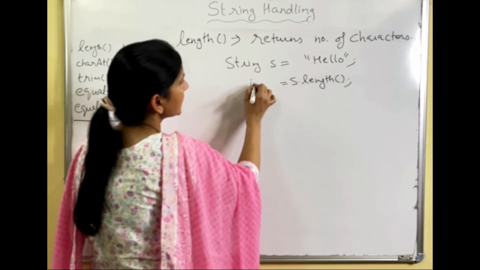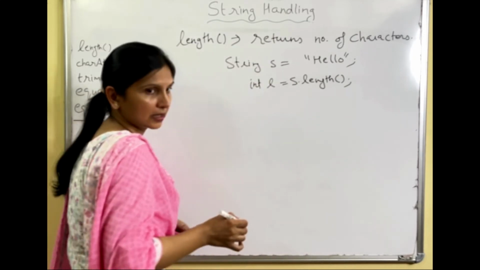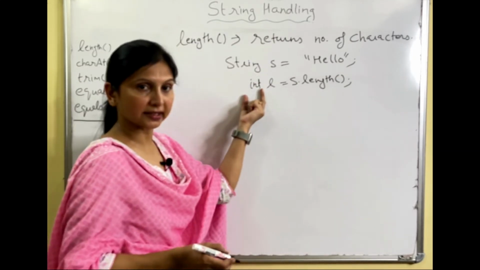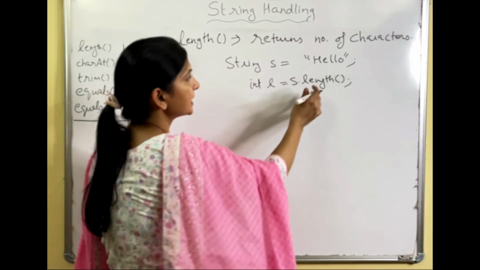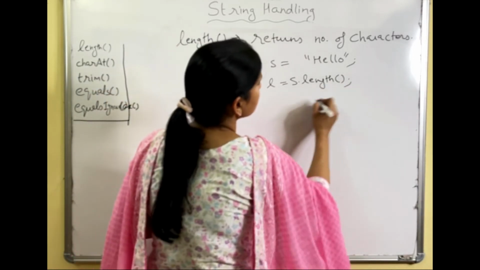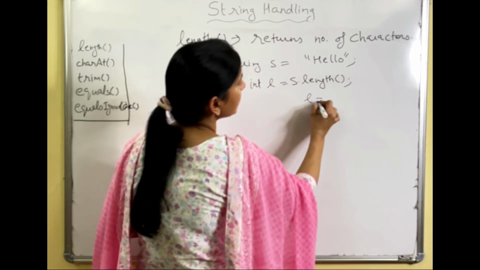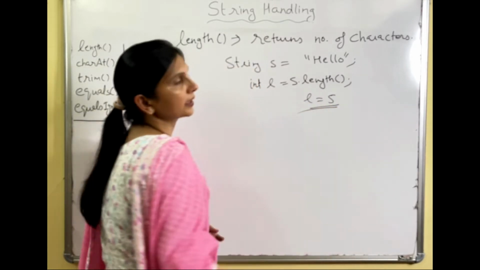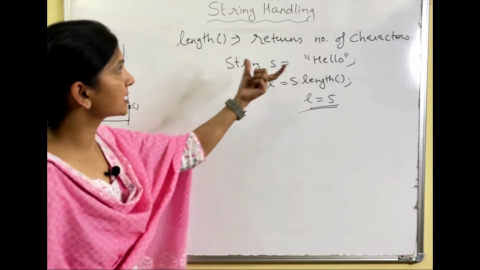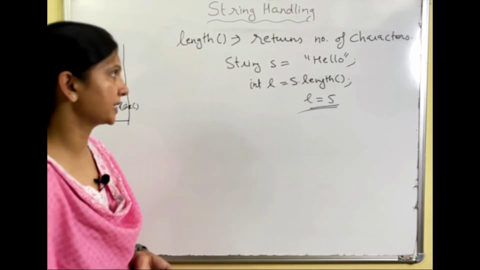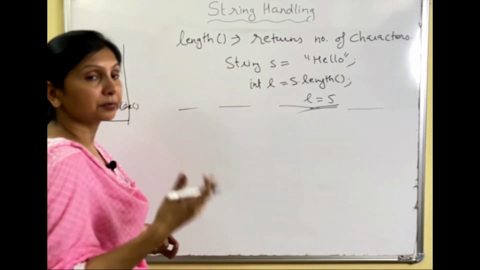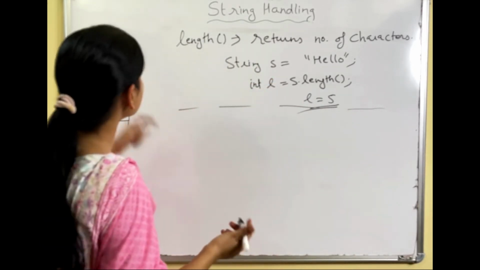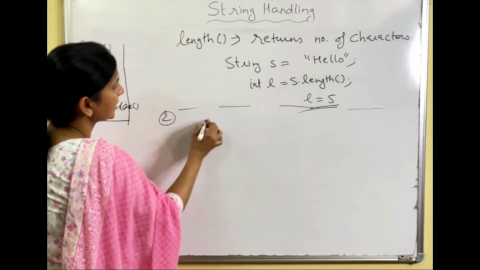So I will assign it to a variable L of which data type? Int data type, as it is returning a number, right? Integer. So what will be the value of L? L will be 5. Fine. So it returns the number of characters. I hope it is clear, right? And if we take any empty string, it will return L equals to 0.